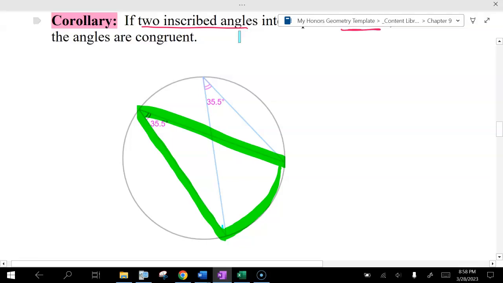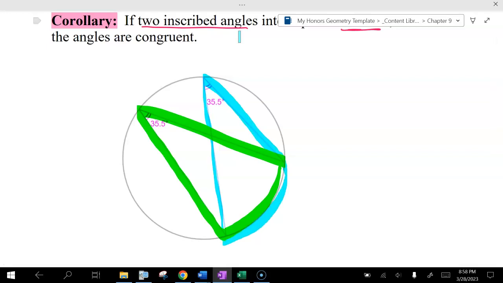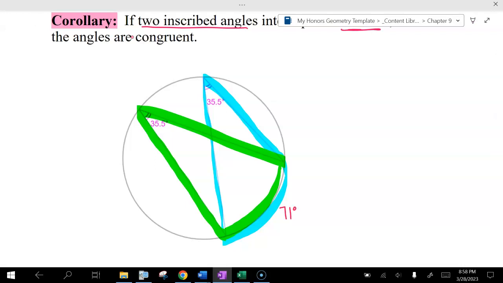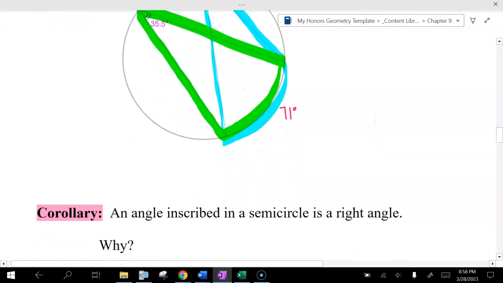Well, then we have another 35-degree angle, and we see that it ends up intersecting the same arc here. And if we use our original theorem, if these angles are 35.5 degrees, then the intercepted arc would have to be 71 degrees.